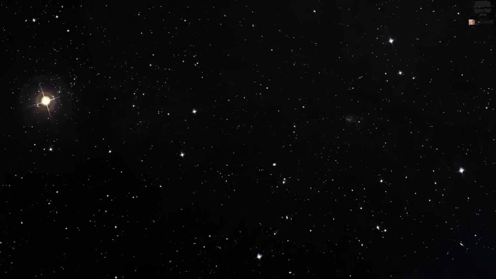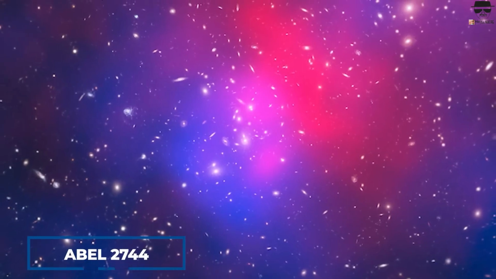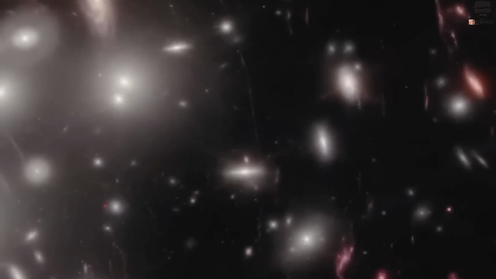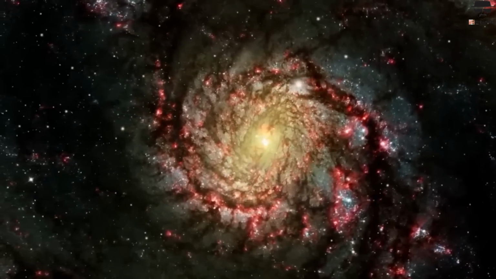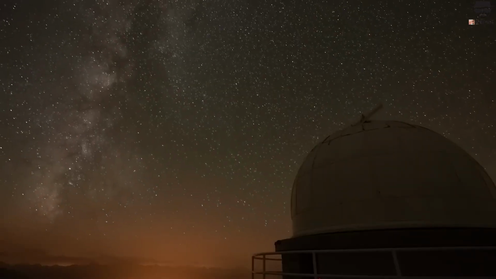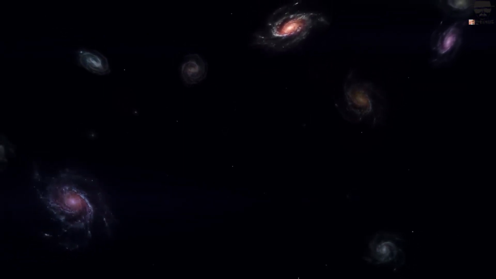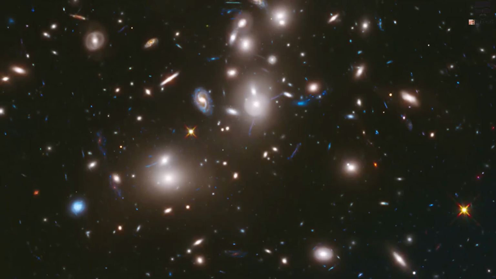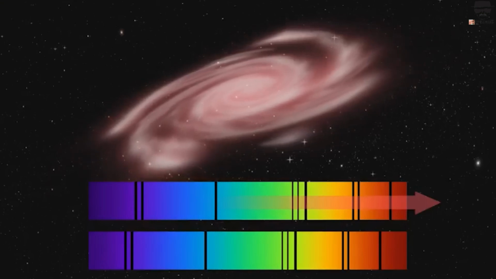However, within the GLASS field, which includes the magnifying effects of the foreground galaxy cluster Abell 2744, the possibility of even deeper discoveries exists. And by sheer luck, seven independent galaxies were detected within the same region, spectroscopically verified to be at the same redshift of 7.8, representing the earliest known protocluster of galaxies at a time of 650 million years after the Big Bang. The cluster's name, A2744Z7P90D, reflects its discovery in the lensing field of Abell 2744 and its redshift of 7.9.